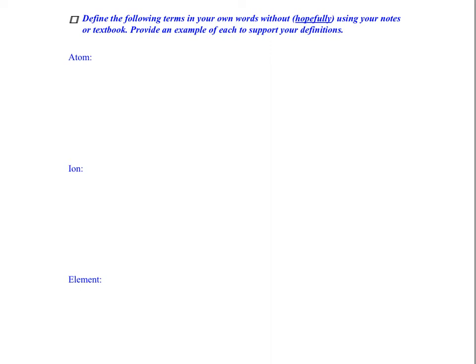So the worksheet says, define the following terms in your own words without hopefully using your notes or textbook. Provide an example of each to support your definitions. So here's what you have to be able to do with each of these terms. So I'll start out, atom.